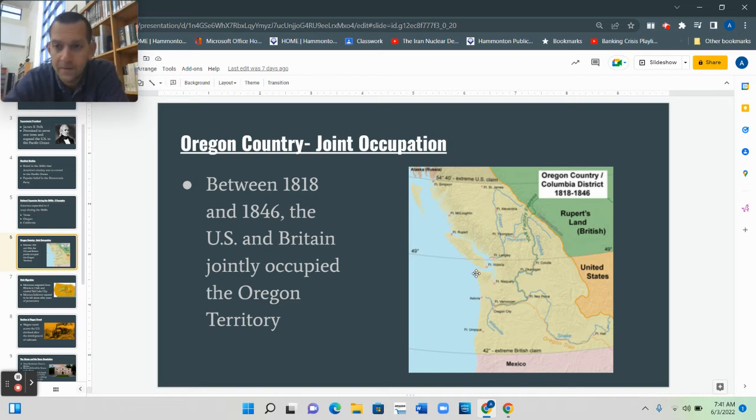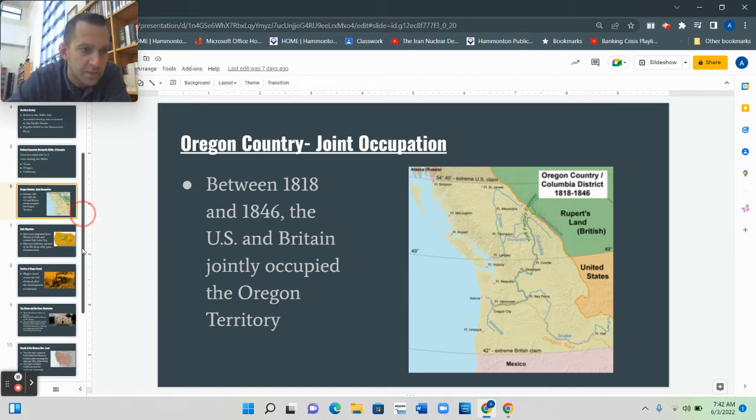So for the purposes of your final, you need to know that originally in the early 1800s, this Oregon territory, it was jointly occupied between the United States and Britain. We shared it. And then in 1846, what we did was we split it in half. We drew a line right here. The United States took the bottom half. Britain took the top half. And that was kind of the resolution. But previous to that, it was jointly occupied between the United States and Britain. Let's keep rolling.